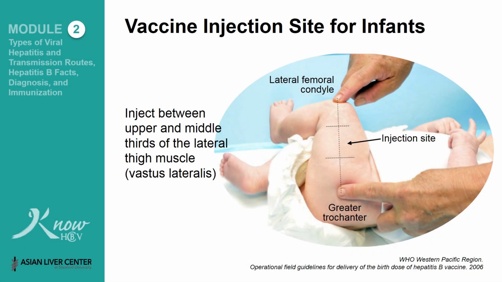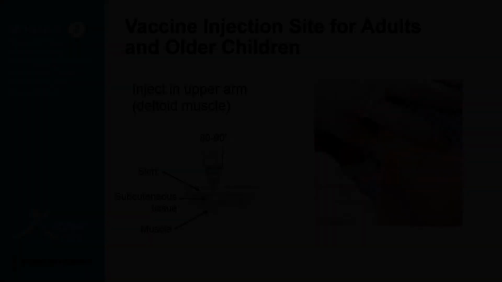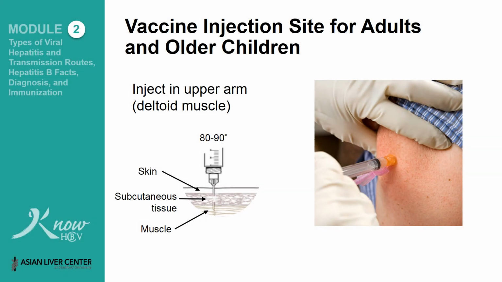The vaccine should be administered intramuscularly in order to be effective. In infants and young children, the preferred injection site is between the upper and middle thirds of the lateral thigh muscle. In adults and older children, the shoulder deltoid muscle is the preferred injection site. The vaccine is less effective if administered subcutaneously in fatty tissue.